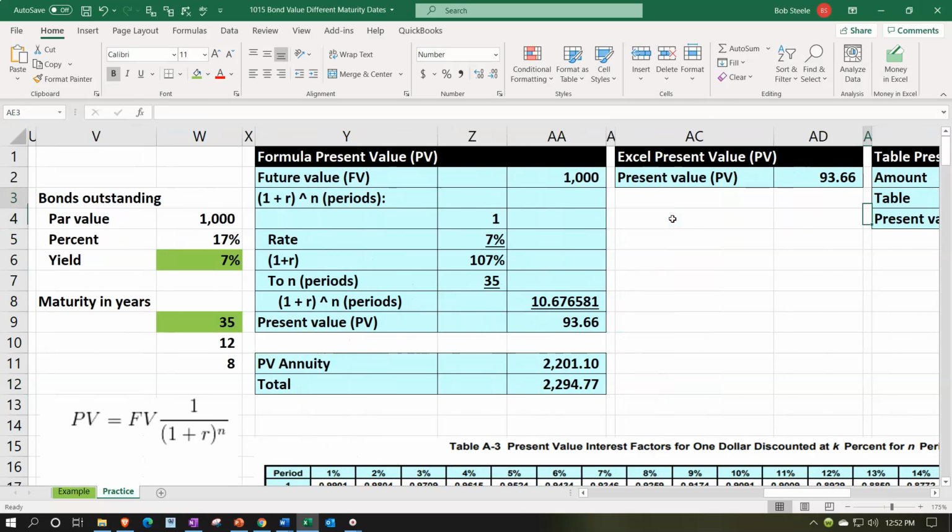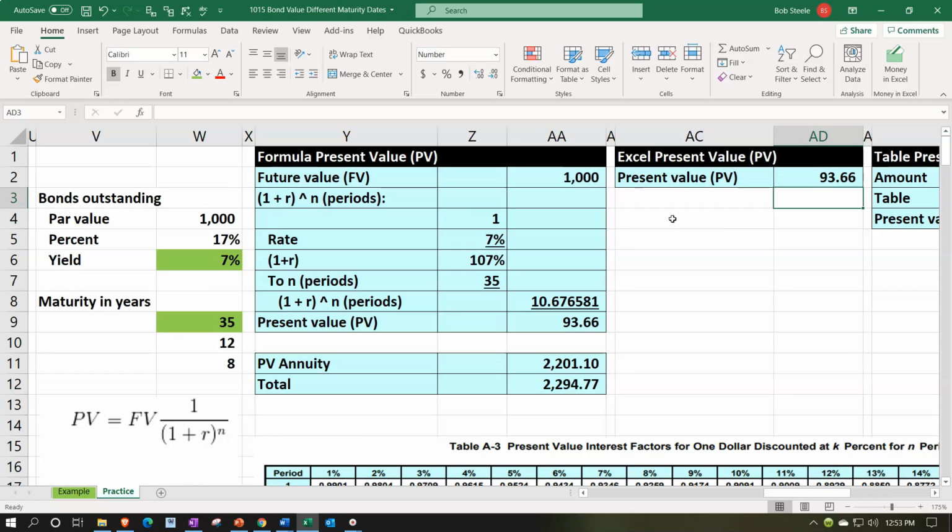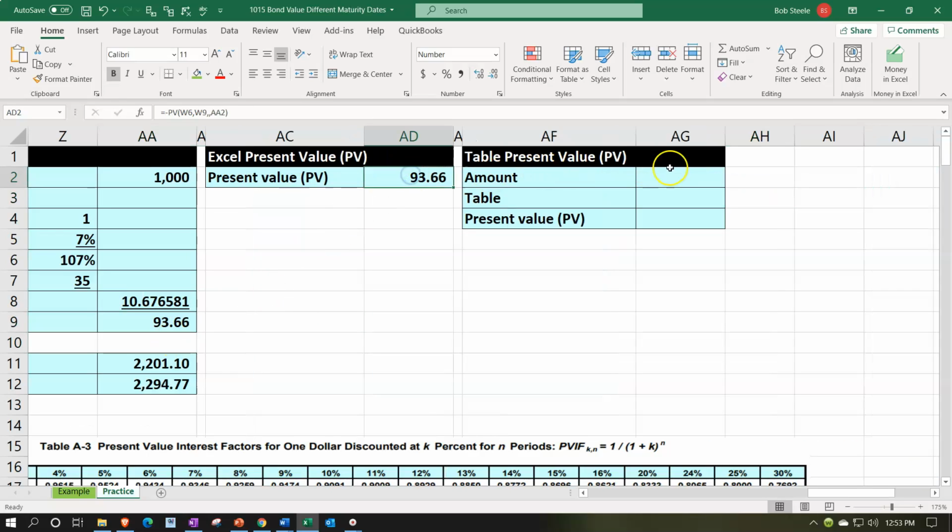But first, let's present value this one here. This equals the present value, shift 9. We want the rate 7%, comma, periods, which is going to be 35, comma, and then comma again, and then the payment is the future value of 1,000, and enter. There it is again. Let's do it with the tables now.